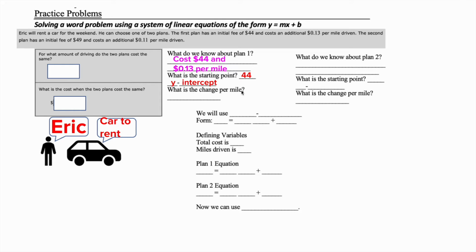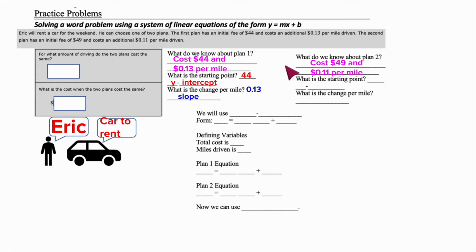And what is the change per mile? Well, that's 13 cents, right? They told us that is 13 cents per mile. That's our slope. That's our change. Okay. So we're going to do this one first. I skipped right down here. We have a second equation, don't we? We have plan two. So what do we know about plan two?